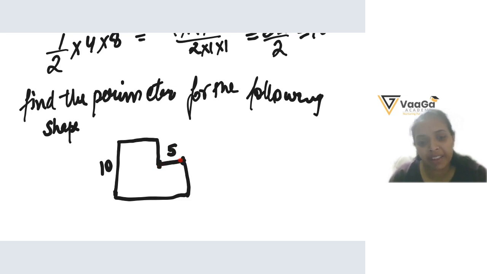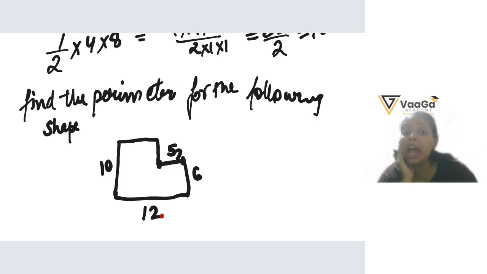This horizontal side is 5. This is 6, and this is 12. Now we have to calculate the perimeter. Ma'am, but what about the missing sides? So we have to figure out the missing side by ourselves? Yes. Is the total perimeter given? No, the total perimeter is also not given. So what do we do?